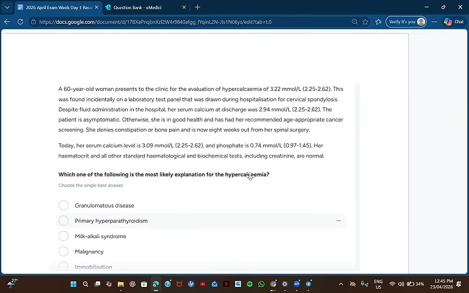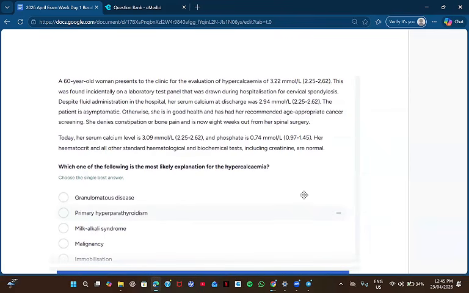The patient is asymptomatic, otherwise she is in good health and had her recommended age-appropriate cancer screening. She denies constipation or bone pain and is now 8 weeks out from her spinal surgery. Today, her serum calcium level is 3.09 and phosphate is 0.74. Her hematocrit and all other standard hematological and biochemistry tests, including creatinine, are normal. Which one of the following is most likely to explain her hypercalcemia?